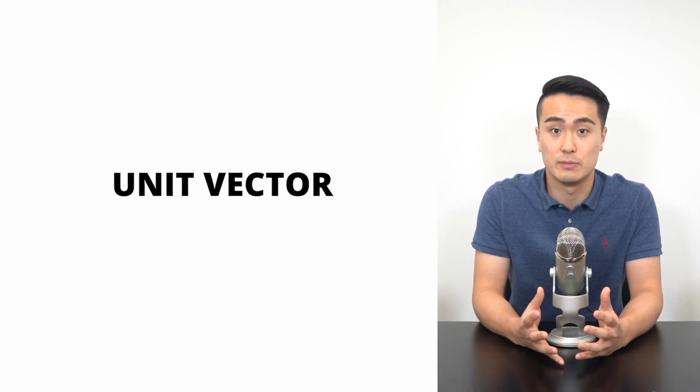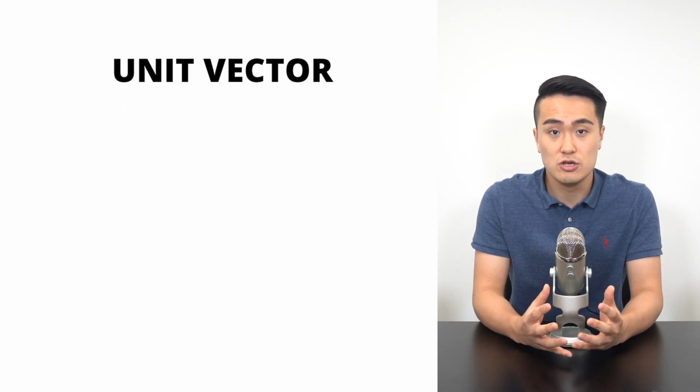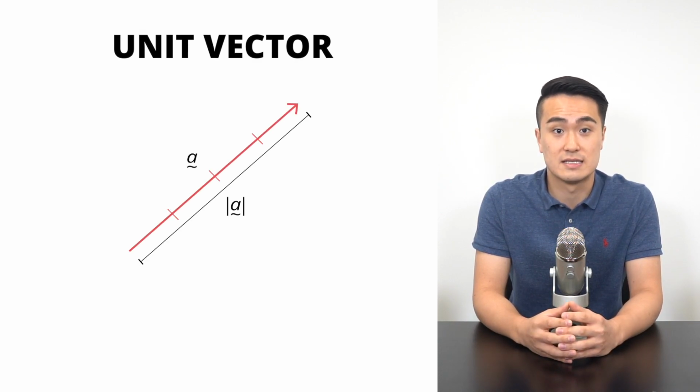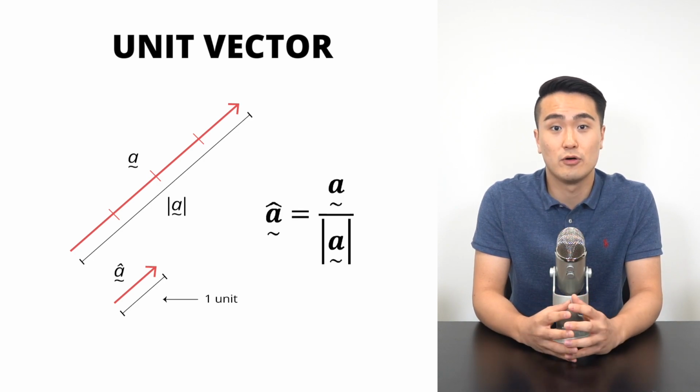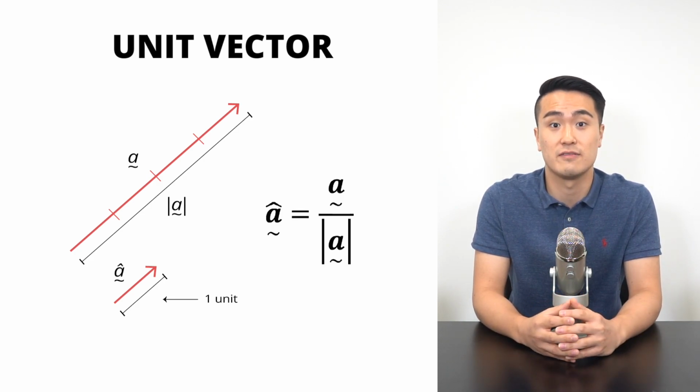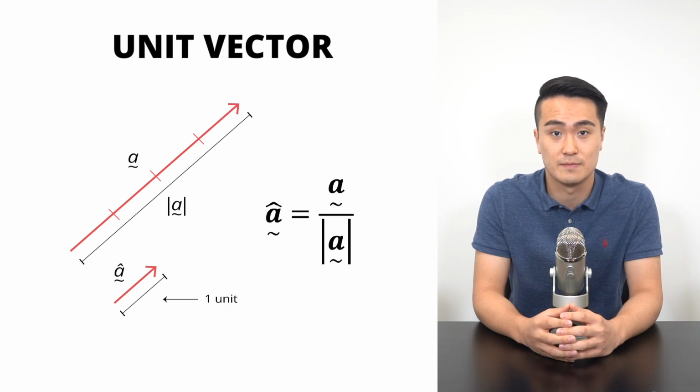Finally, let's define a unit vector of vector A, labeled as a hat. The unit vector is just a vector A with the same direction but a length of 1 unit. So we can derive the formula by just dividing off the length of the vector from the original vector A.